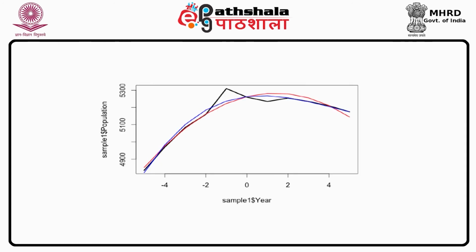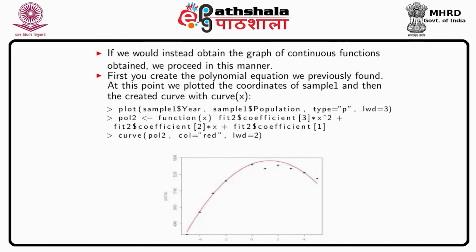We can see that instead of the straight line, the two polynomial regressions that we have fitted are a better approximation of the actual trend of the data that we have. If we would instead like to obtain the graphs of continuous functions, instead of using the codes on the previous slide, we could also proceed in the following manner. We first create the polynomial equation we previously found, and at this point we plot the coordinates of sample 1 and then the created curve with the curve function, and the output that we get is attached at the end of the slide.